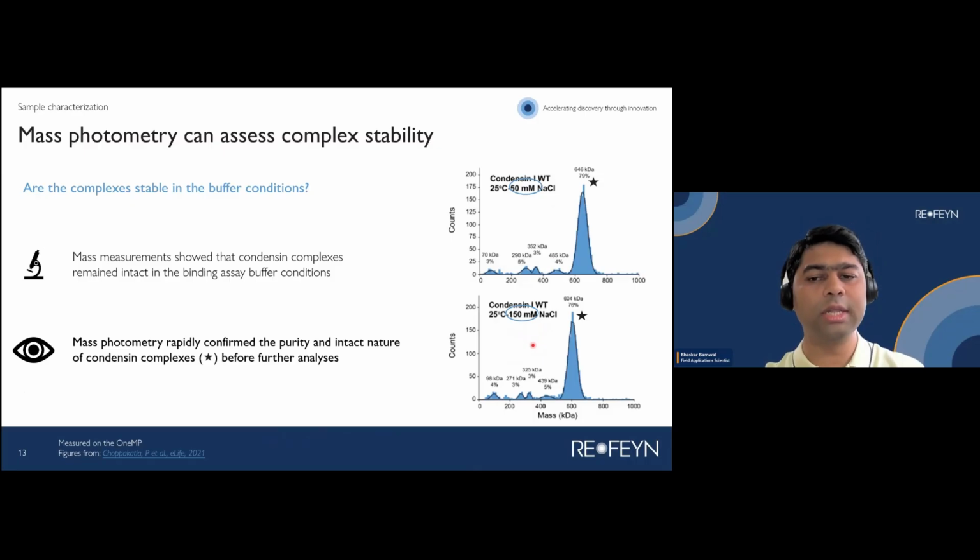As you can see, condensin complexes remain intact in these two conditions. So if you are studying your complexes in different buffer conditions, you can always do that using mass photometry.